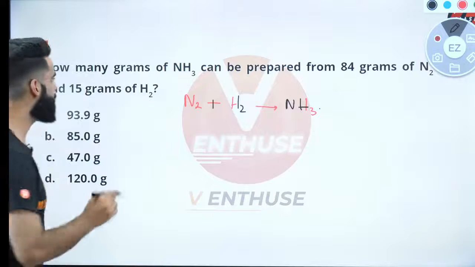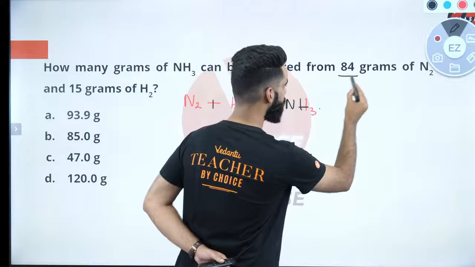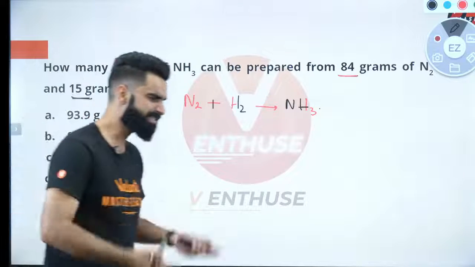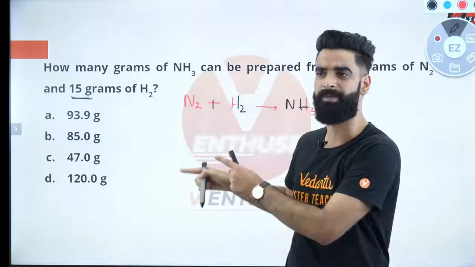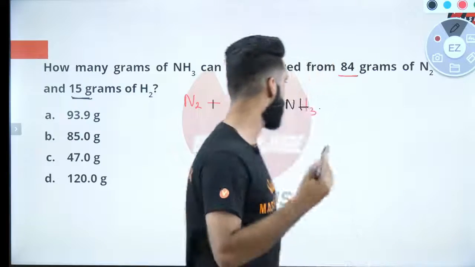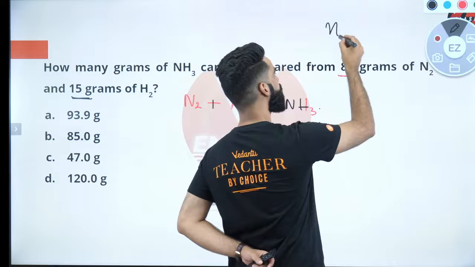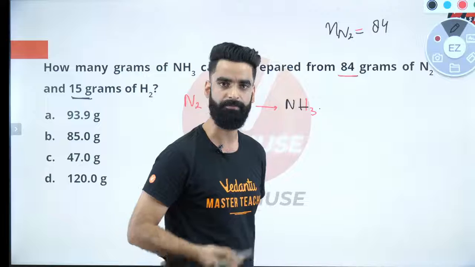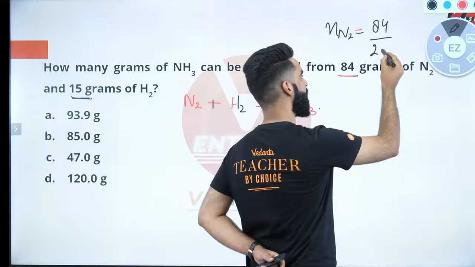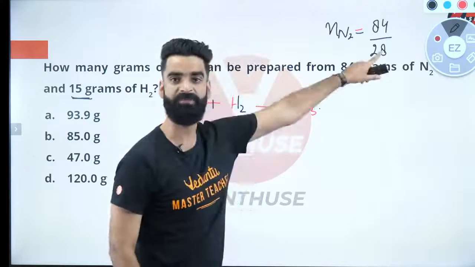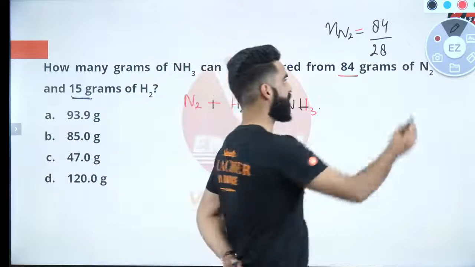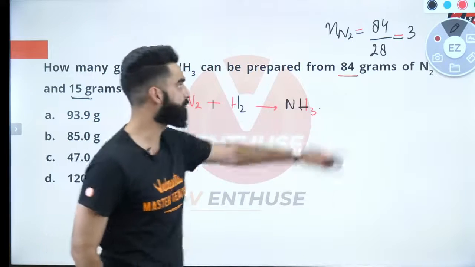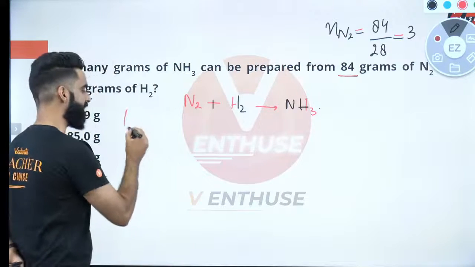The first thing I'm given is the mass of N2, which is 84 grams, and I'm given the mass of H2 as well. My first step is going to be to convert these given masses into their moles, right? So I'll be writing number of moles of N2 would be equal to mass of N2, which is 84 grams, divided by molar mass of N2, which is going to be 28 grams per mole. So the value will come out to be 3.